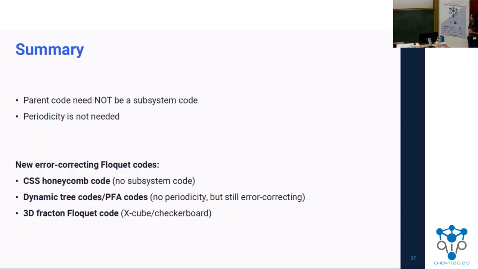Okay, so in summary, we have lifted two structures that could have restricted us from creating new useful Floquet codes, which is the subsystem code and the need for periodicity. We have also proposed several concrete examples of new Floquet codes, such as CSS honeycomb code, 3D fractal Floquet code, and an entire new class of codes which are random dynamic codes, which are not quite Floquet.